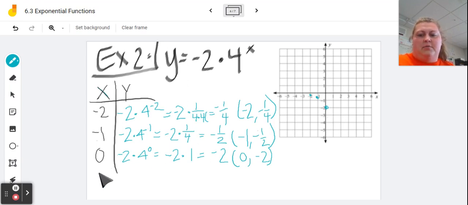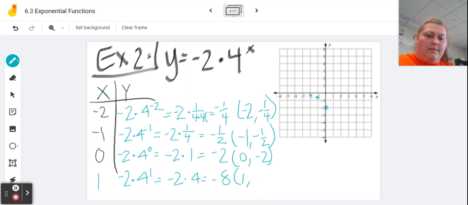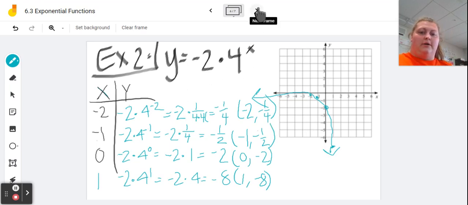And then I can also do a point for 1. So -2 times 4 to the 1, which would give me -2 times 4, which is -8. So (1, -8), and that would be down here. So I'm going to connect my dots, and they're curved. And then the rest of it at the bottom is a straight line. So there's my arrows, and there's my exponential function for -2 times 4 to the x power.